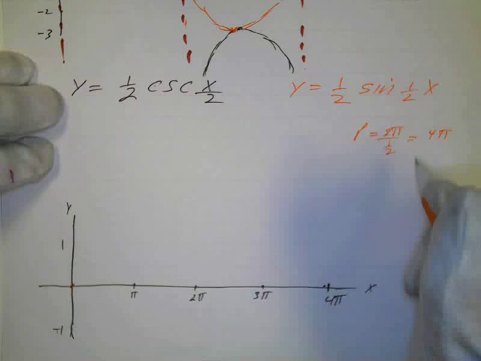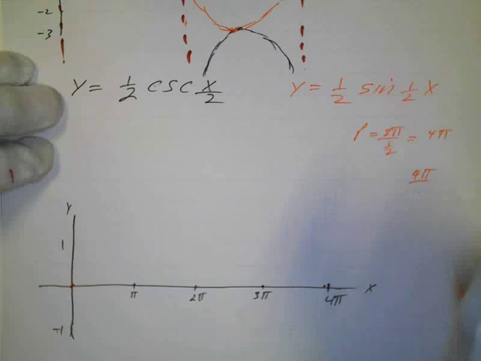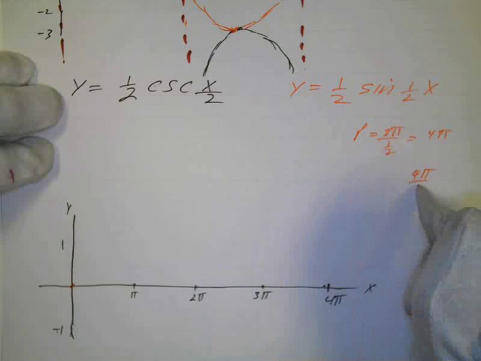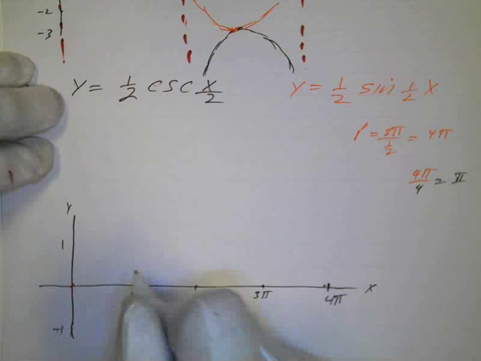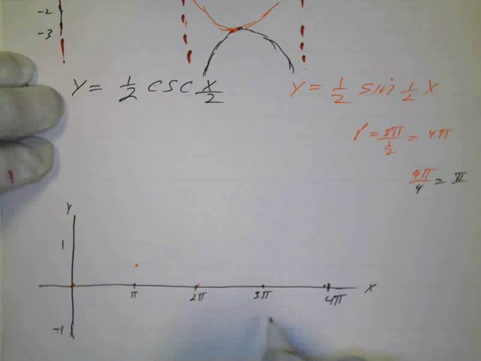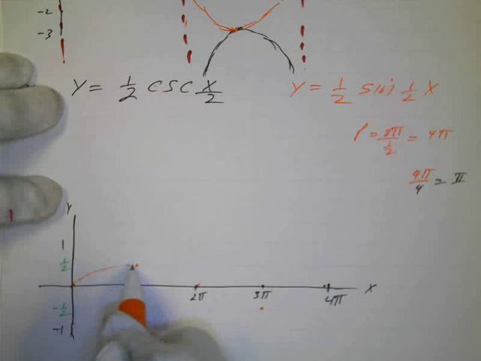Now remember, in order to find the subdivisions, we just take 4 pi and divide that by 4, which equals pi. Excuse me. So each of those is pi. So I go up, back to 0, down, back to 0. Now remember, that's 1/2, so that's where we're going here. This is 1/2 and -1/2. And then we've got our curve there.